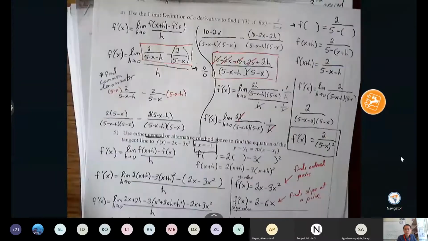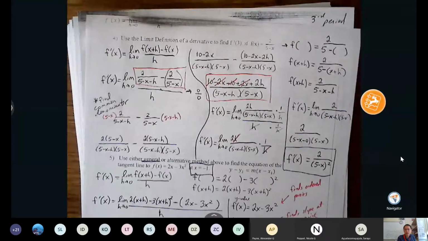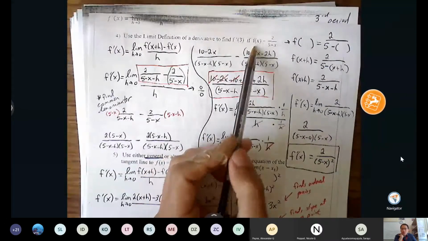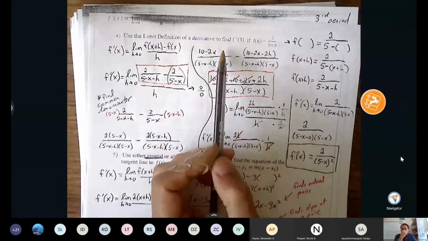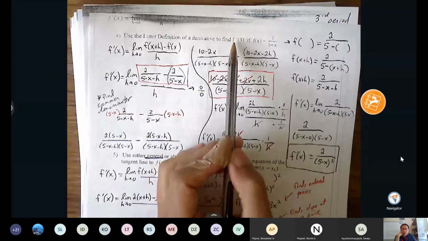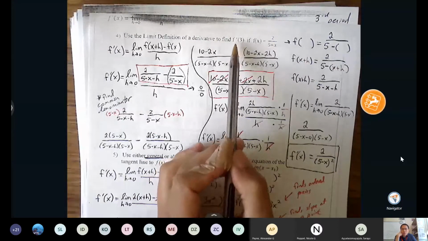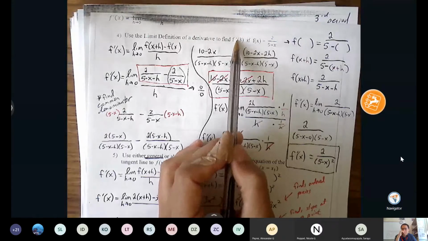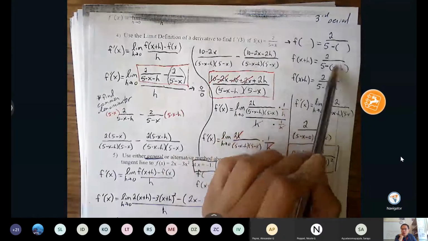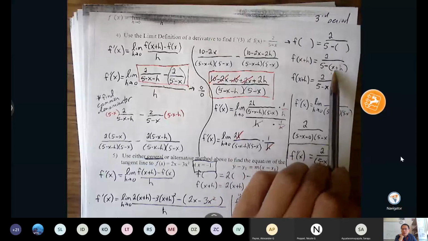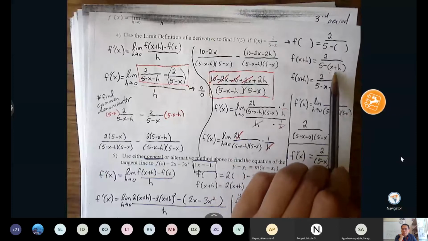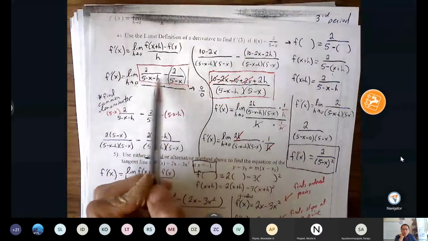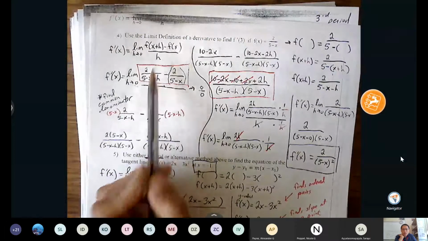Number 4, same idea in the sense that we're finding the derivative. But actually, this went a little further. This is finding the slope at a point. So after we find the derivative, we're going to be plugging 3 into the derivative function. But first thing first, we get our parentheses to show up. We replace those empty spaces in the parentheses with x plus h. And now we have something that we can use to replace our f of x plus h.